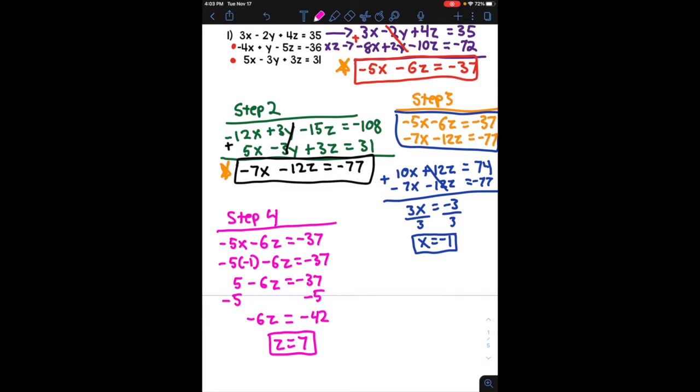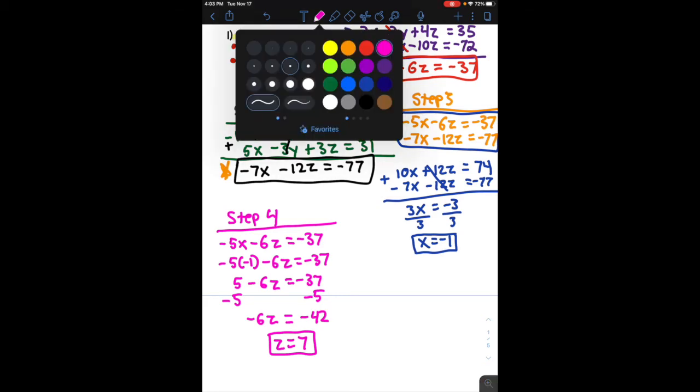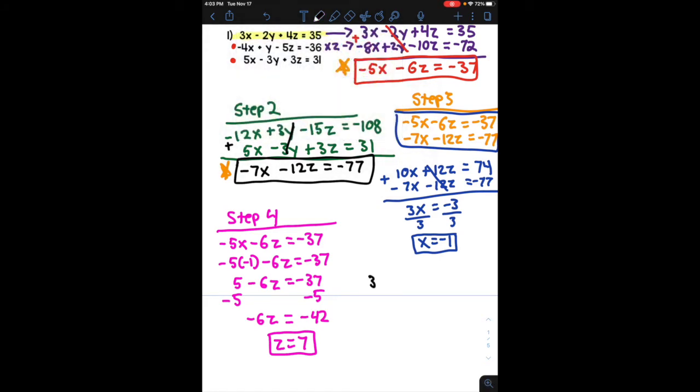The last step would be to find our missing variable, which is y, and we're going to have to pick one of the original equations of the system of 3 with 3 variables to plug x and z in. It doesn't matter which of these 3 equations you pick. No matter which one you pick, you should get the same value. I am going to choose the first equation. I'm going to go ahead and rewrite it down below. It is 3x minus 2y plus 4z equals 35.